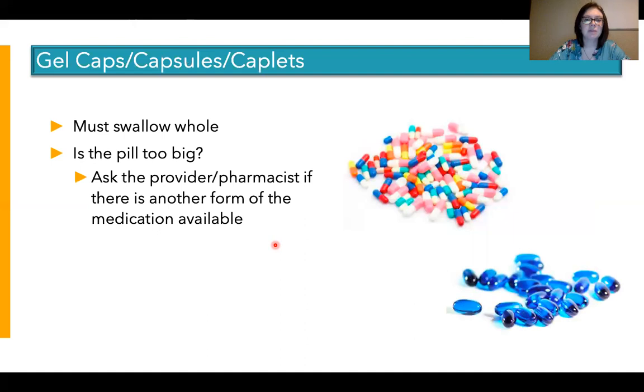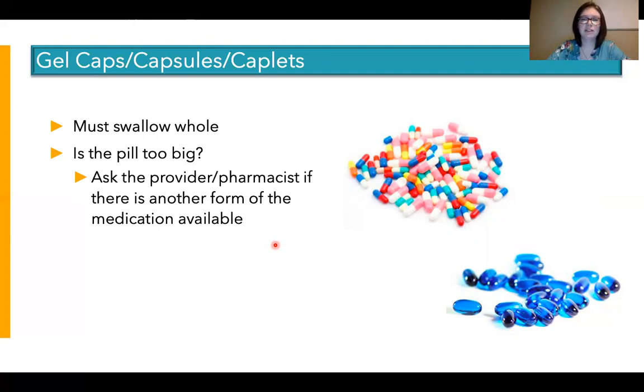So gel caps, capsules, caplets, like the tablets, they're made this way on purpose, and so you have to make sure that you're taking them whole, your loved one's taking them whole, which sometimes is hard to do because some of them are pretty big, and it can be kind of hard to swallow them.